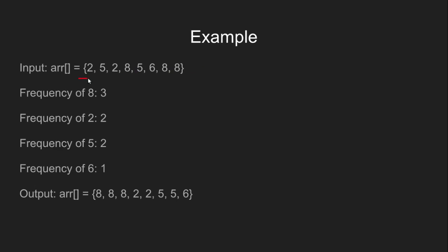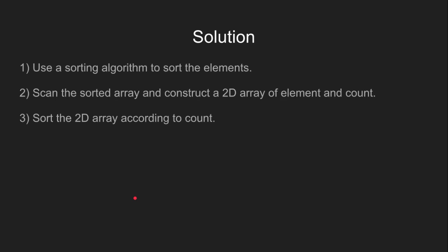Let's discuss an example. Suppose we have this array. We can see that the frequency of 8 is 3, the frequency of 2 is 2, the frequency of 5 is also 2, and the frequency of 6 is 1. So the output array becomes this.